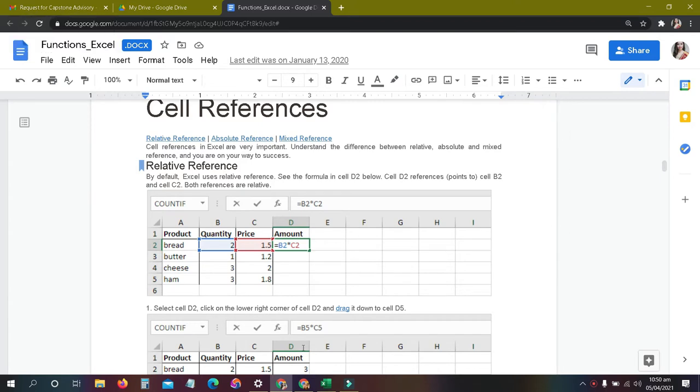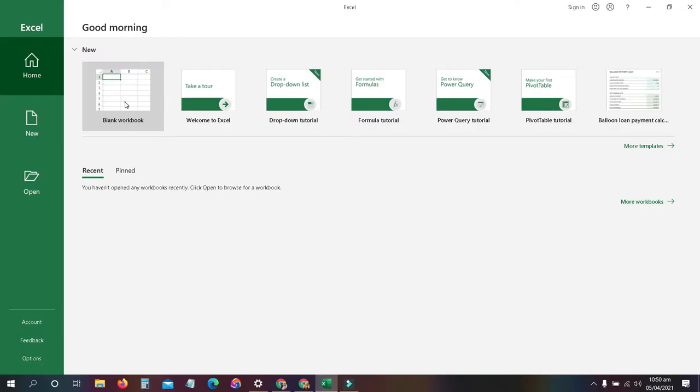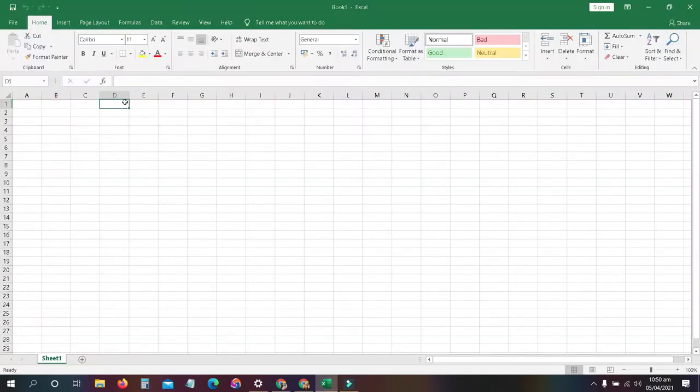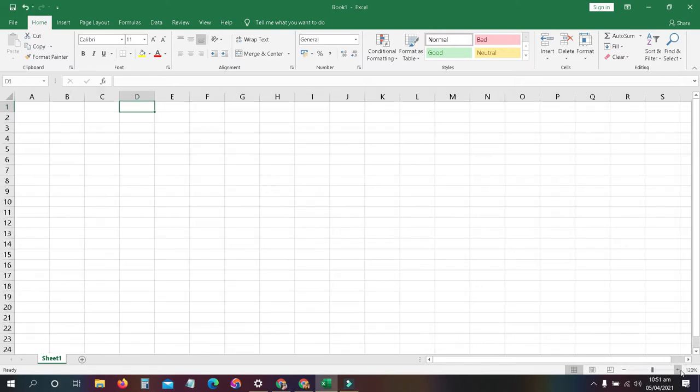So in this image below, the formula in cell D2, in this column, references cell B2 and C2. Both references are relative. When you say relative, again guys, that's the default in Excel. If we are going to have an example here, a moment guys.